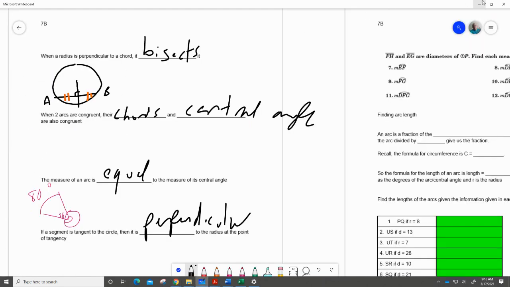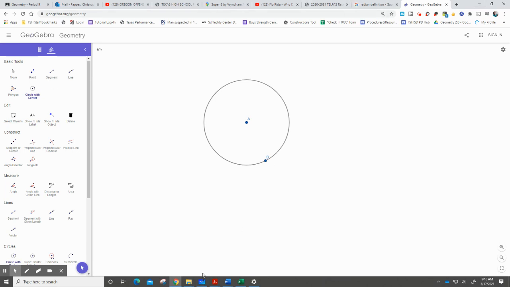Okay. So radius perpendicular to chord, then it bisects it. So let's do a chord. Let's just make a segment right here. We'll put it on the circle, so drag it down there to where it's right on the circle, point D. Okay. All right. So now we're going to do a radius that's perpendicular to CD. So let's do a perpendicular line.